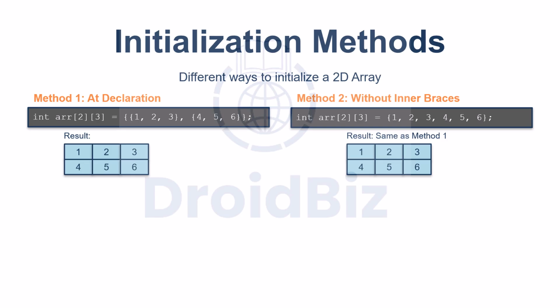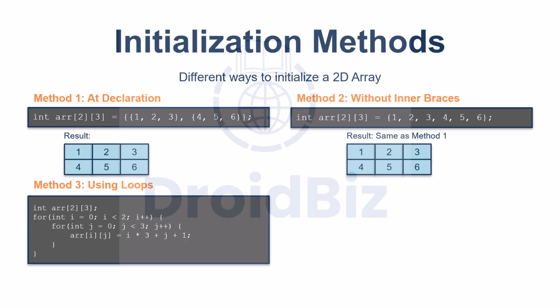Method 2 is without inner braces. We can skip the inner braces and just write all values in order, 1, 2, 3, 4, 5, 6. The compiler automatically fills them row by row. The result is the same as method 1.